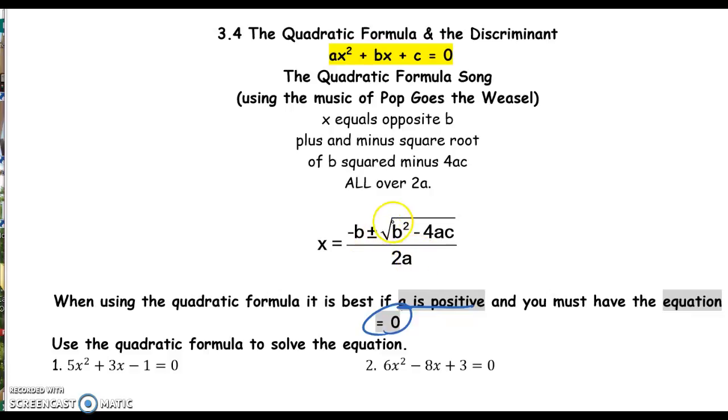Plus or minus the square root of your b value squared minus 4 times a times c. Notice all of that is underneath the square root. And this fraction bar, this division bar, extends across the whole thing to show that the opposite of b is being divided by 2a and the square root is being divided by 2a.